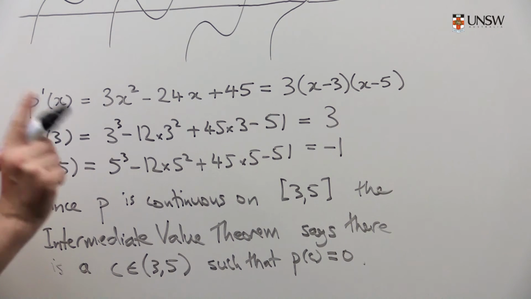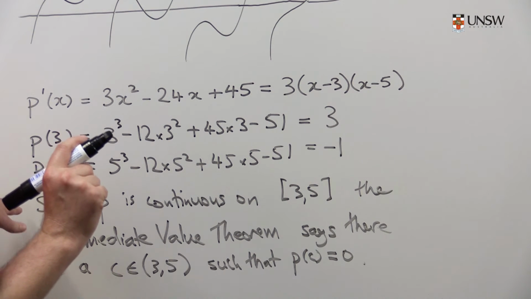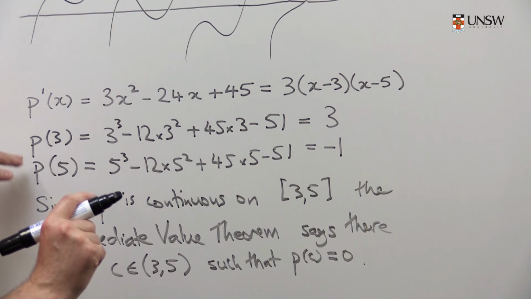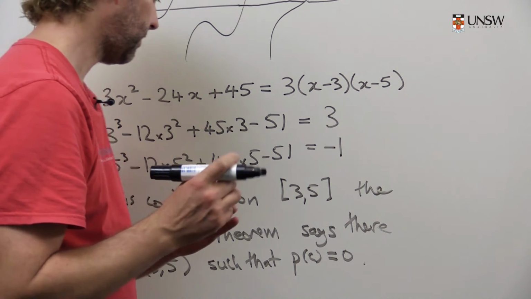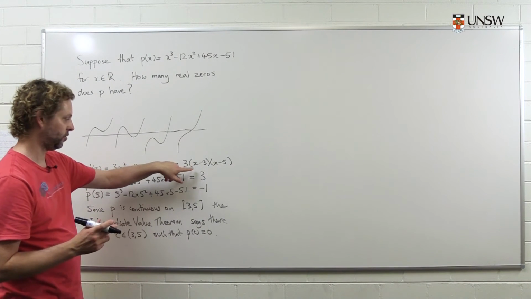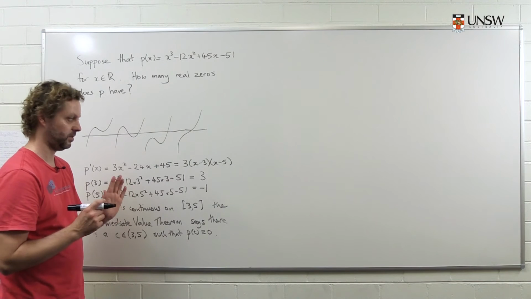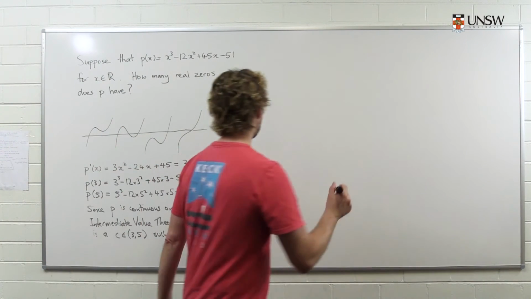Now, we would like to prove that there is only one 0 in that interval, and so we need to have an argument that shows that. You can see from the derivative here that we should be able to work out whether this function is increasing or decreasing on that interval. So I might just do that now.